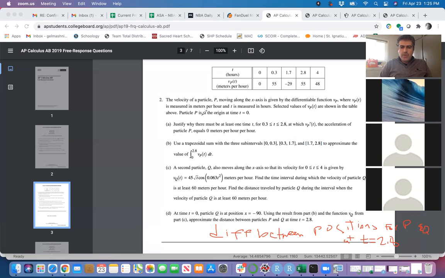Well, initially you're at 0 for P, and you add it to its displacement, so that's 40.75. Okay. Now for Q, you're given the initial position negative 90. So it's negative 90 plus its displacement. So you're going from 0 to 2.8 of the vQ(t) function, which goes right here.